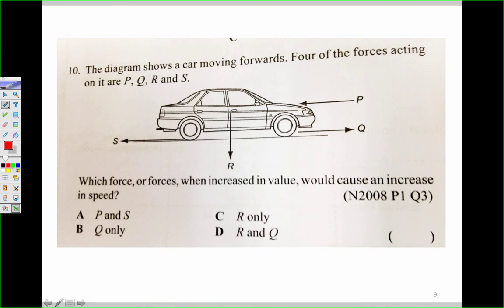Okay, how do we go about solving this question? This is a question which does not need any calculation. It's more of a conceptual question. It shows a car moving forward.